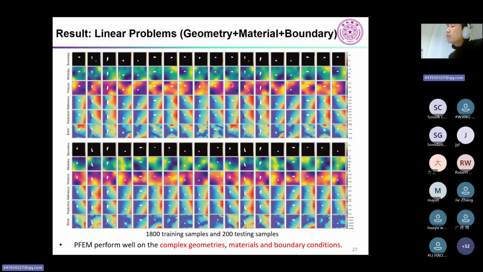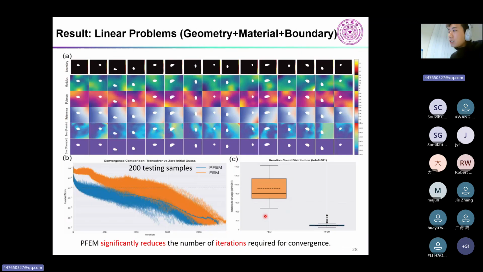So we try it. As you can see, everything is from the Gaussian random field. Our prediction is very close to the traditional method, and the error is very, very small. So we verify the idea: PFEM can perform well on complex geometry, material, and boundary condition. And we also test the iteration number required in this problem.